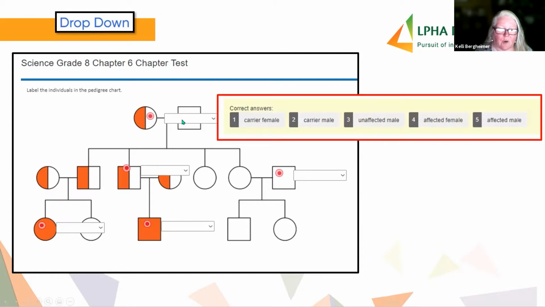So this first drop down is carrier female, and then way down here, affected male, affected female. So you can choose those from the drop down list. So students have the options to get those correct without necessarily getting the spelling correct because they're set as drop downs.